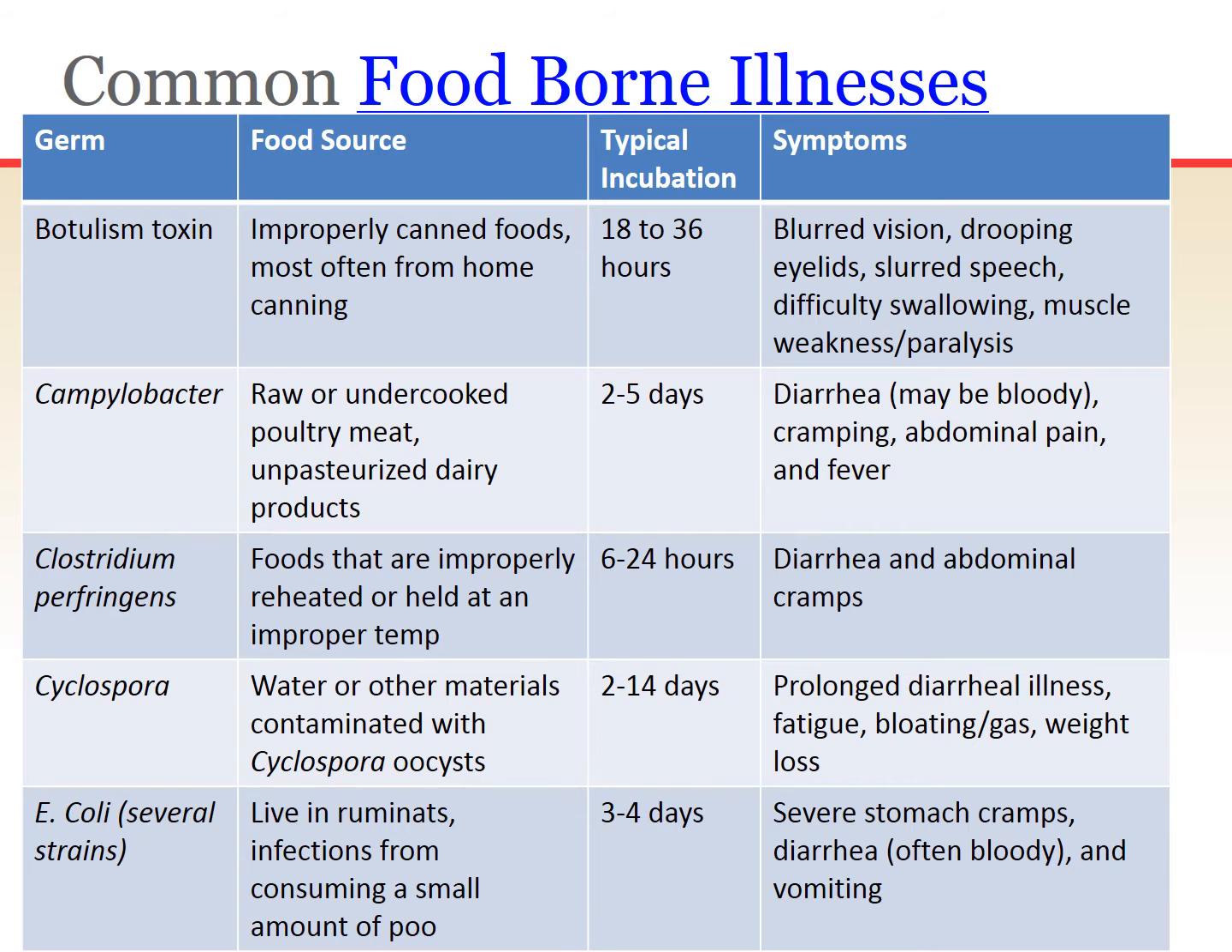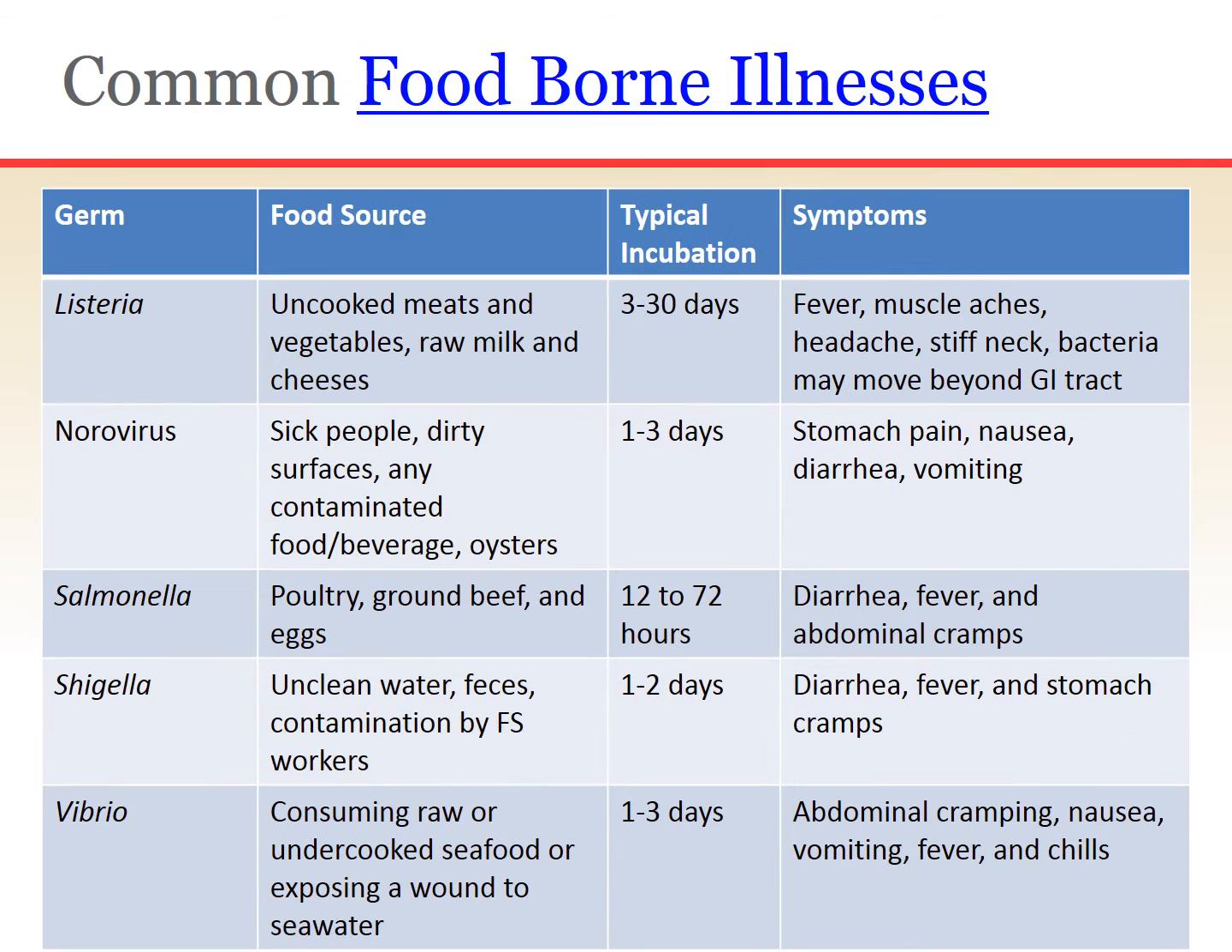So that's Cyclospora. E. coli, we think of E. coli O157:H7 as the main one. Here we have some additional pathogens identified by the CDC as being very common foodborne illnesses. At the top we have Listeria, which is especially dangerous for pregnant women.